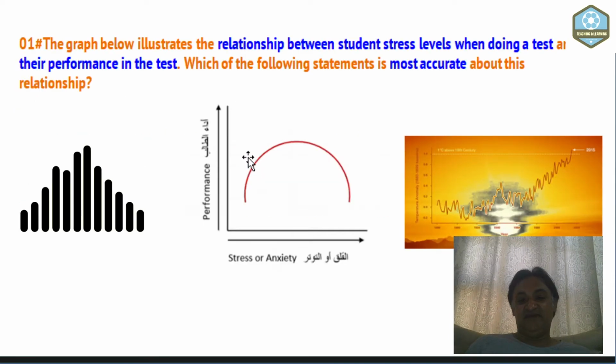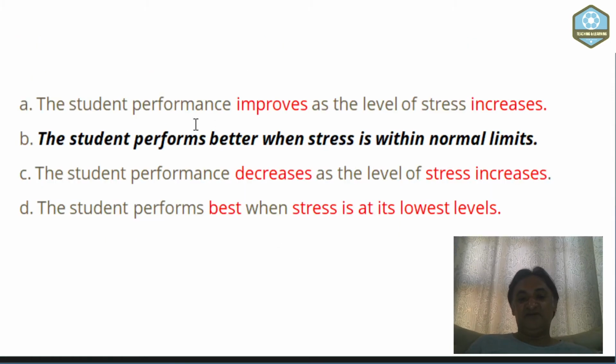So you can see here, if it is in the normal range, this point, and if it decreases, the performance is also decreasing, right? Now again, this is the performance. This curve, if it is increasing, it's not increasing in the proper way, because there should then be a decrease option. There's no decrease option. It stops at a certain point. So the information related to the increase and the decrease is what is relevant. So the correct answer: students perform better when stress is within normal limits.